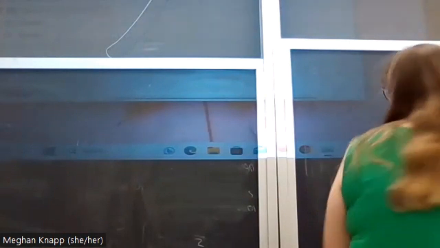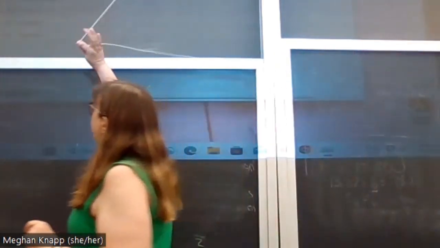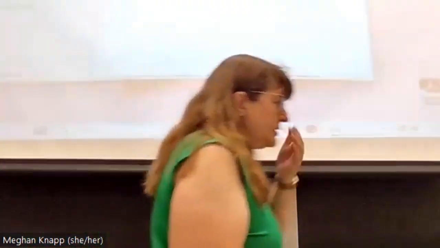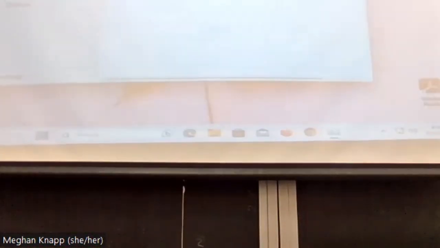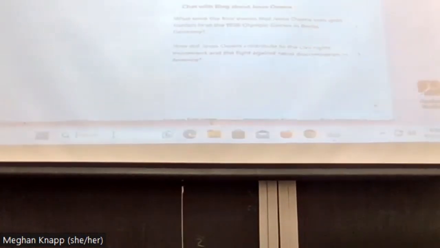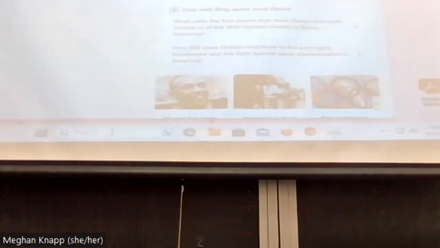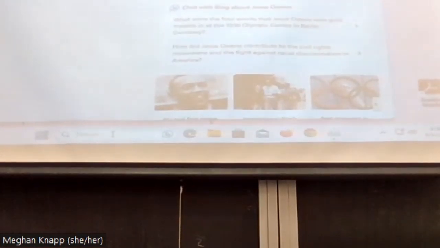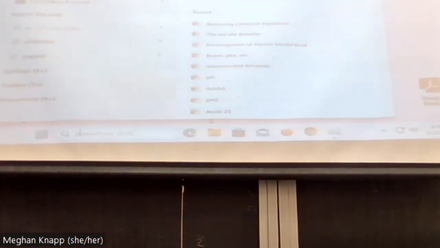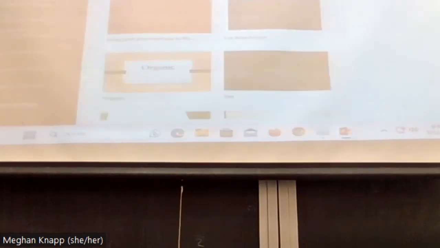So you probably noticed that you have on your desk some little models. And so we are going to try and figure out the formulas for these models. There are different kinds of formulas. The one we're concerned about is the molecular formula. And a molecular formula shows what the elements are and how many there are.